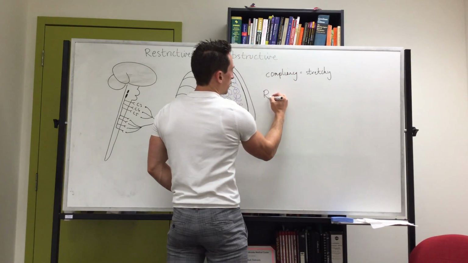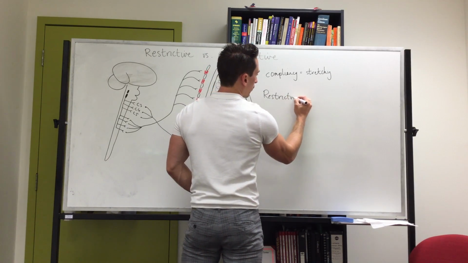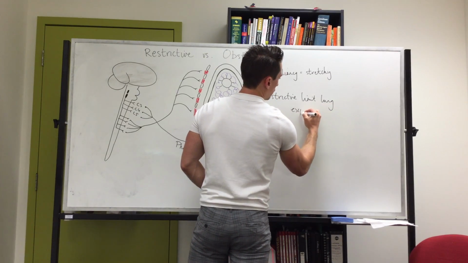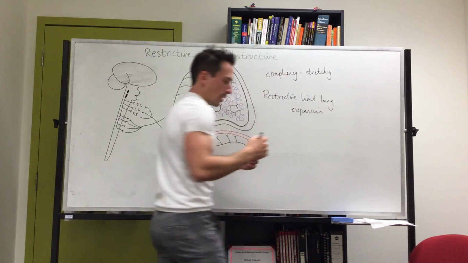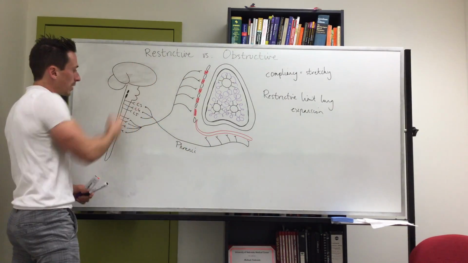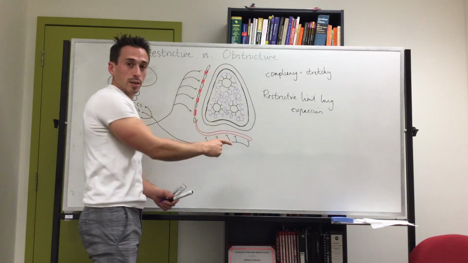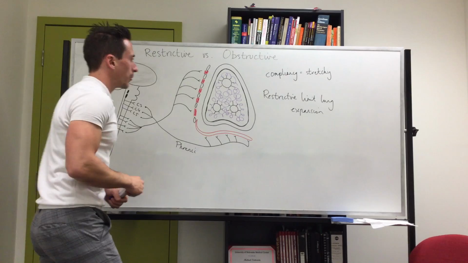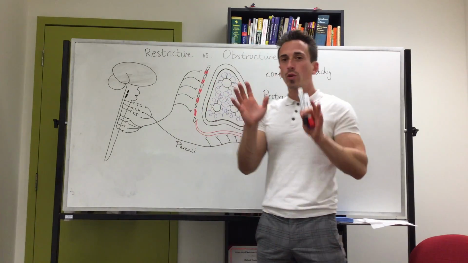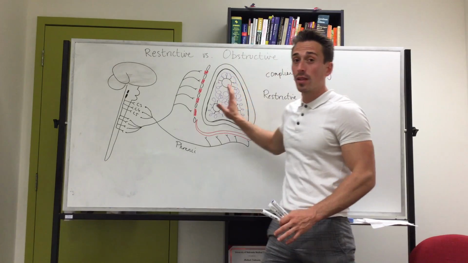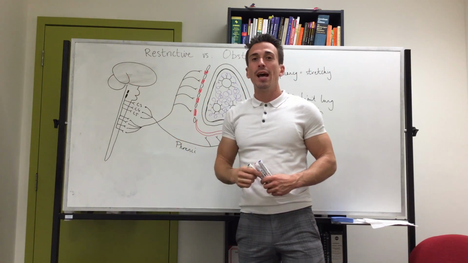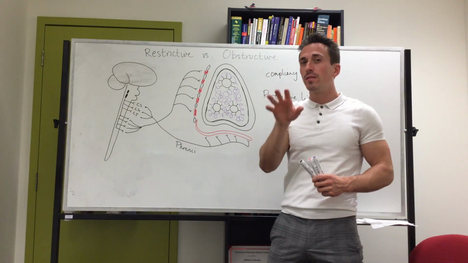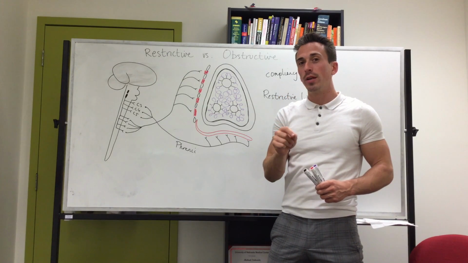Okay? So restrictive diseases limit lung expansion. And as you can see, that can come from the central nervous system, peripheral nervous system, musculoskeletal system, or within the tissue itself, also known as within the parenchyma of the lung. So, if we were to look at all the causes of restrictive diseases outside of the lung itself, that's known as extrinsic restrictive diseases, also known as extrapulmonary diseases.